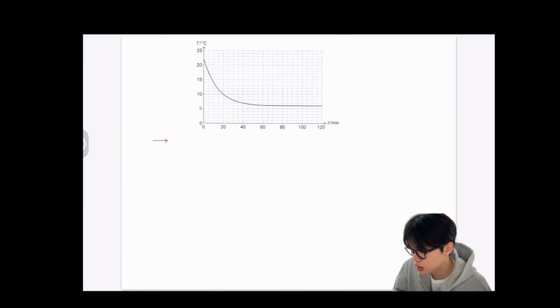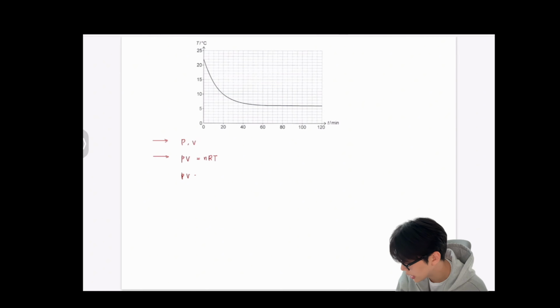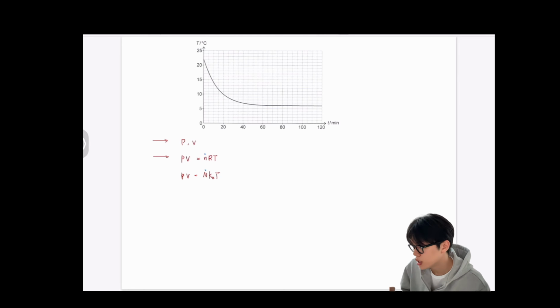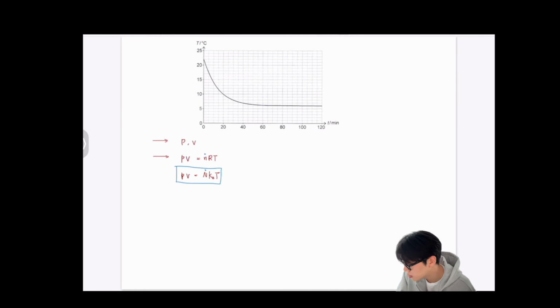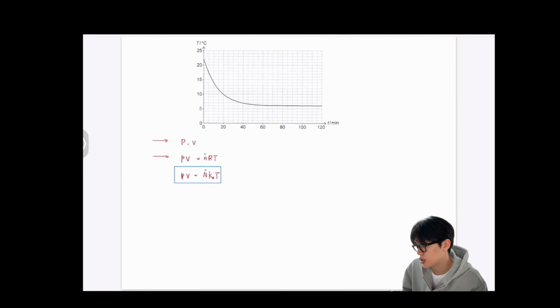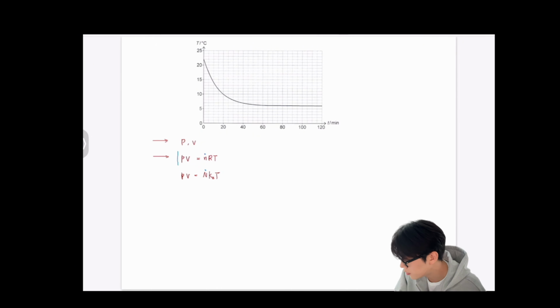They gave the information that the pressure and the volume are constant. So if you see pressure and volume, I think this is about PV, and the equations related to PV are PV equals nRT, or PV equals nkBT. In this question, it doesn't matter which equation to use. However, in nRT the n stands for the number of moles, and in nkBT the N stands for the number of molecules. So it's better to use the second one because they ask about molecules, but in this question it doesn't matter. I'll just use the first one because it's simpler.